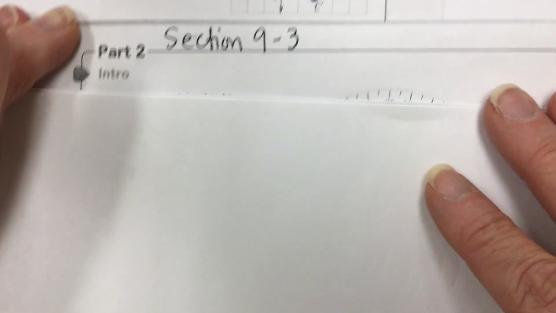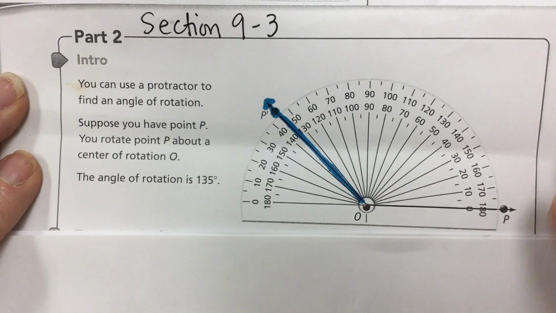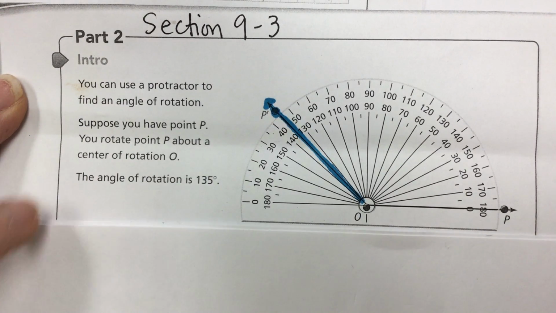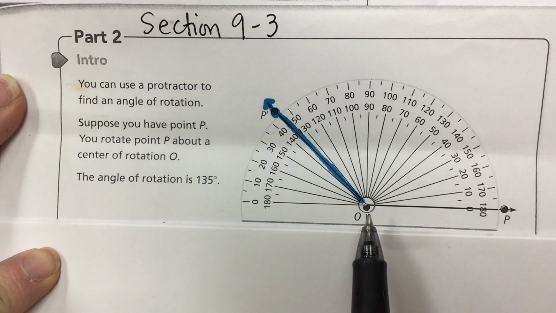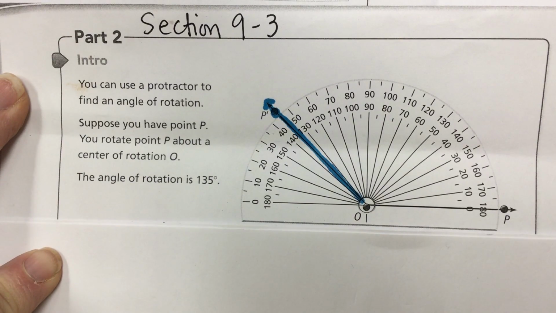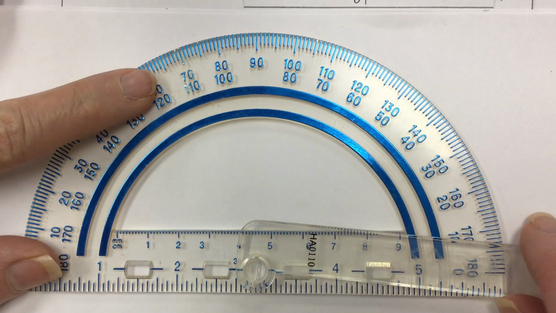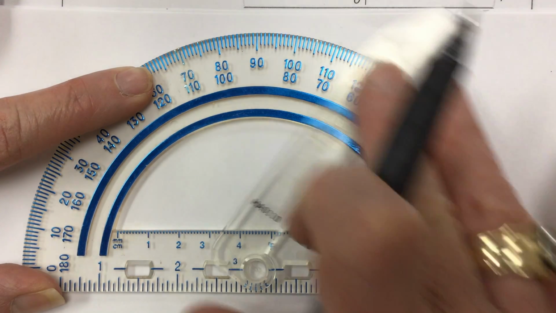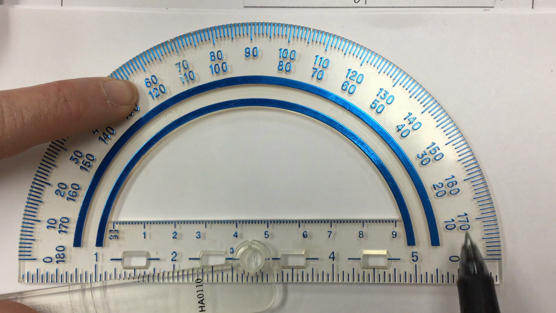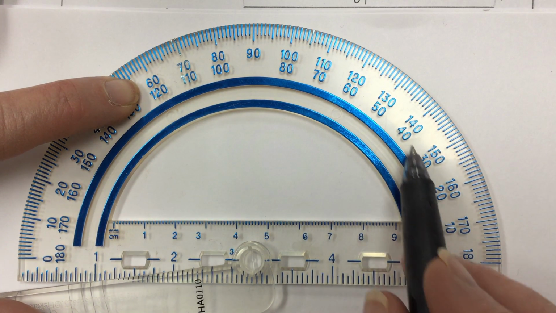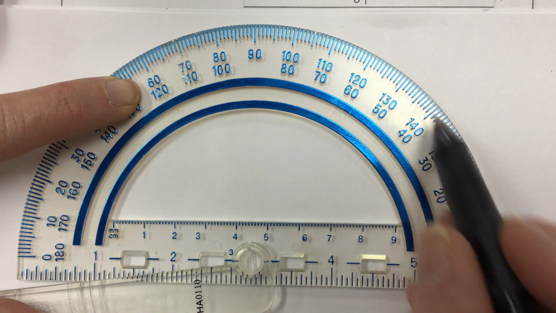So now let's look at section 9-3, part 2. You can use a protractor to find an angle of rotation. All right, this is a protractor. Here is a protractor that I have. It's much larger. You see that it has two scales. The inner scale starts with 0, 10, 20, 30, 40, 50, 60, and so forth on. And the outer scale starts at 180, and so forth on.